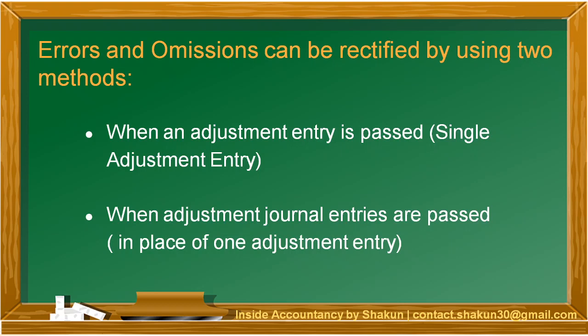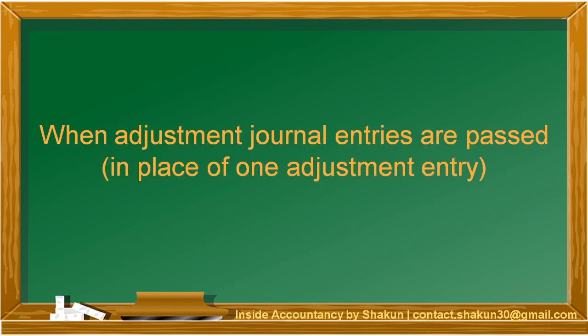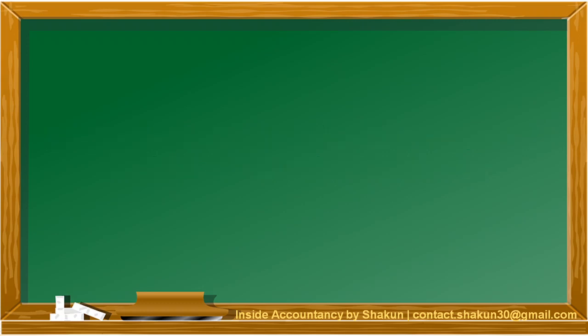I have discussed the first method in my previous videos. You can refer to the videos on past adjustment for better clarity of the concept. In this video, we'll be talking about the method where journal entries are passed in place of one adjustment entry.